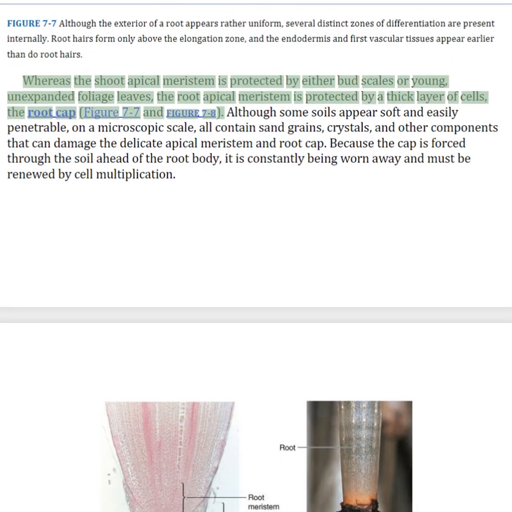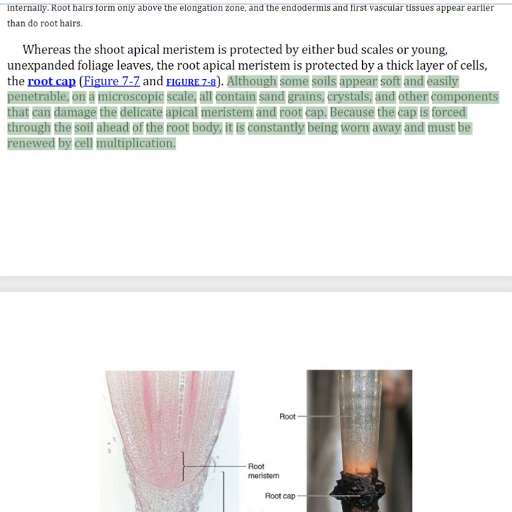Whereas the shoot apical meristem is protected by either bud scales or young, unexpanded foliage leaves, the root apical meristem is protected by a thick layer of cells, the root cap. Although some soils appear soft and easily penetrable, on a microscopic scale, all contain sand grains, crystals, and other components that can damage the delicate apical meristem and root cap. Because the cap is forced through the soil ahead of the root body, it is constantly being worn away and must be renewed by cell multiplication.